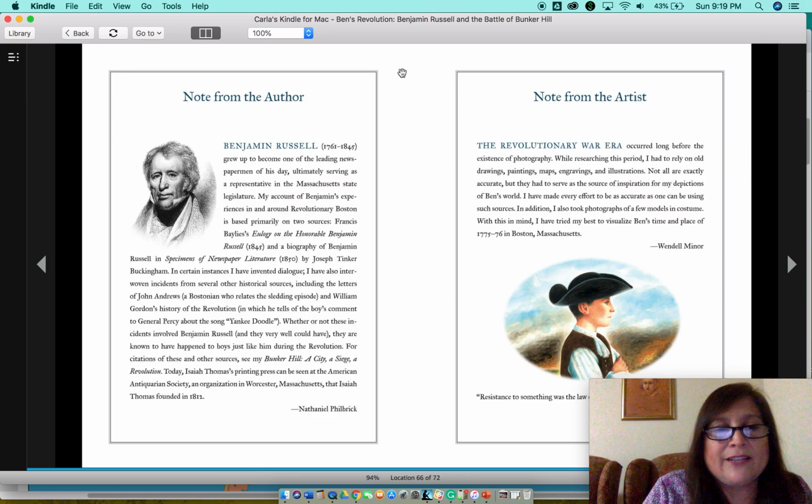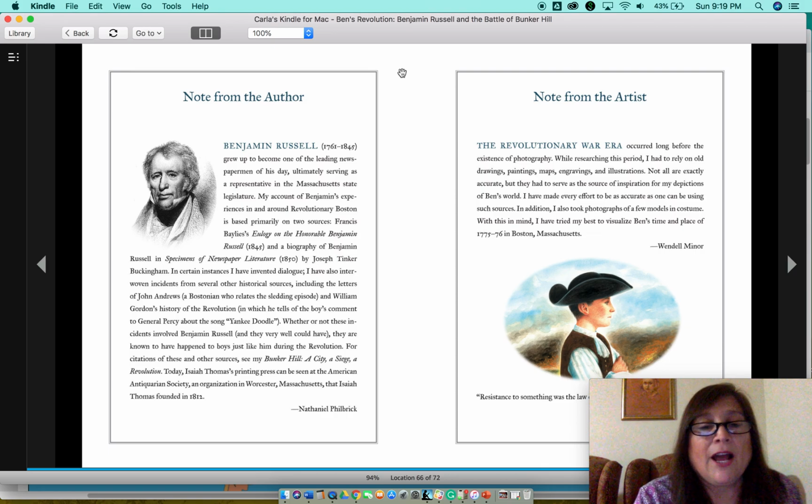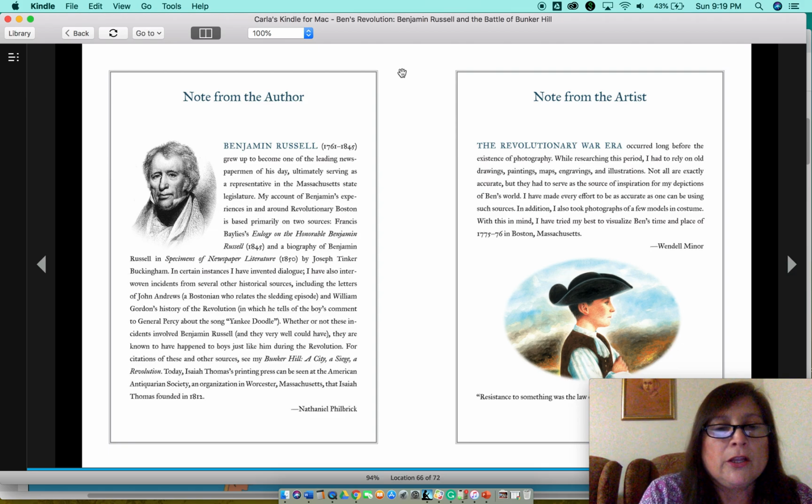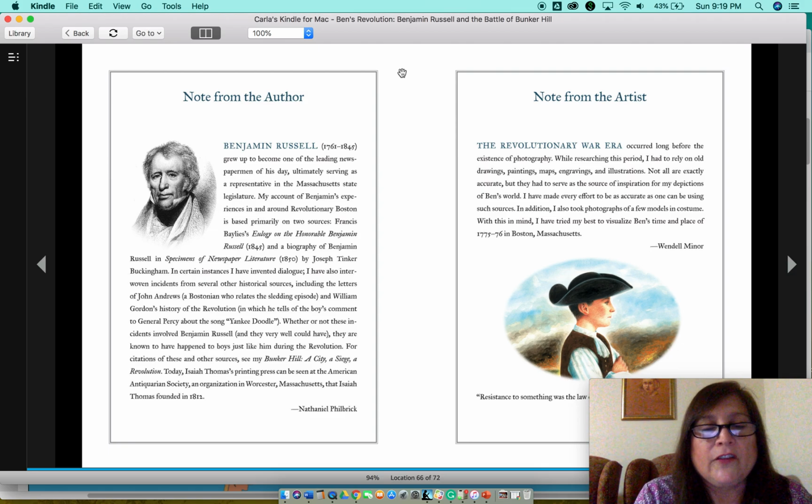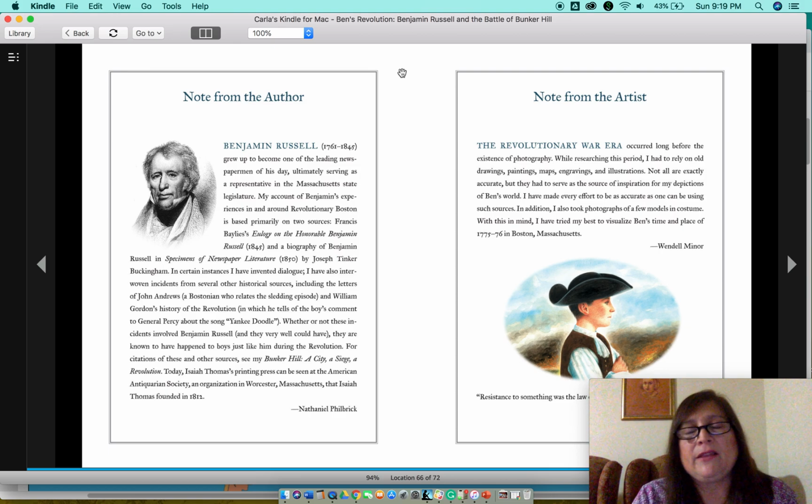And the first one is Francis Bailey's elegy on the Honorable Benjamin Russell, written in 1845, and a biography of Benjamin Russell in Specimens of Newspaper Literature, written in 1850 by Joseph Tinker Buckingham. In certain instances, I have invented dialogue. So he said that he invented the dialogue because the dialogue is what the characters are saying, and we don't know word by word what they said. So he invented that part, but it's based on what was going on in those times.